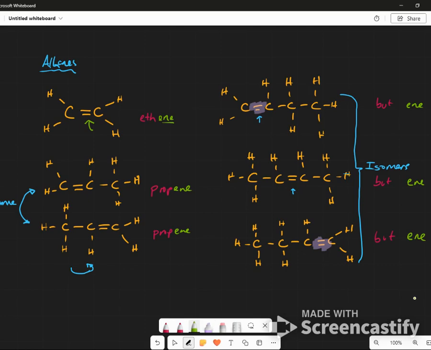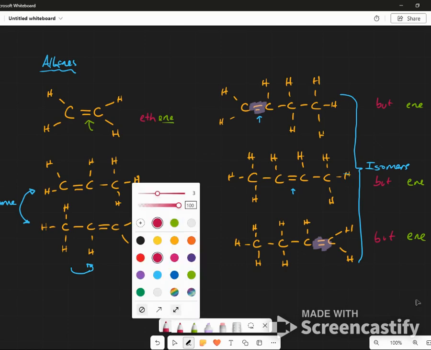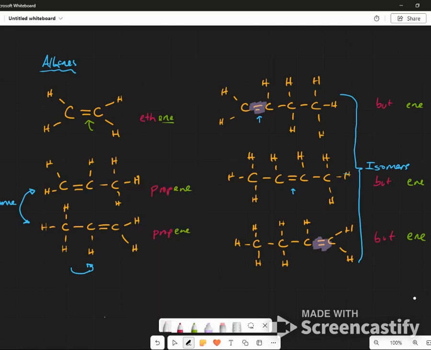But now, a weird thing, we have to put a number in it to tell me where the double bond is. So where is the double bond? Well, we count carbon atoms. 1, 2, 3, 4. 1, 2, 3, 4. And in number 1 here, where does the double bond start? It starts at number 1 and it goes to number 2. So you pick the lowest number, number 1. So this is called but-1-ene.